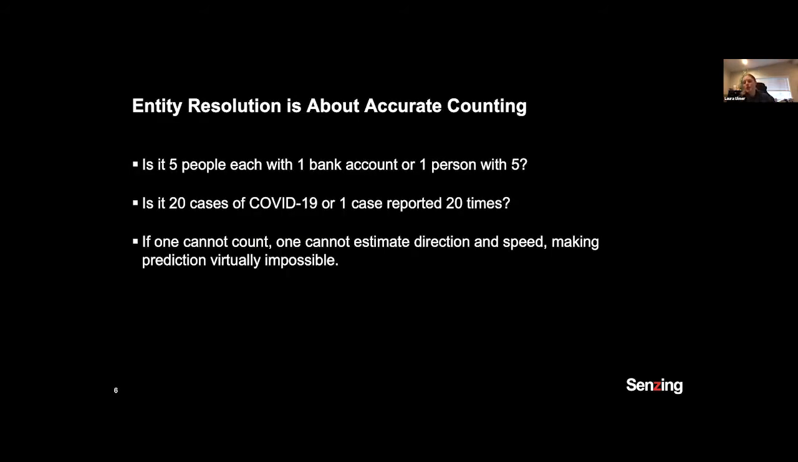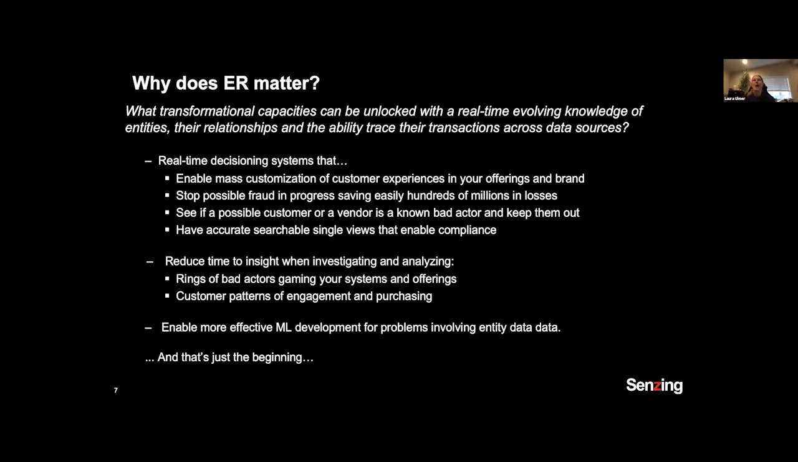So entity resolution is fundamentally about accurate counting. You know, is it 5 people with 1 bank account or 1 person with 5, and so on, right? If you can't accurately count, you can't estimate a direction or speed or make a prediction about what's going on, right? So that's the goal of entity resolution. So why does that matter?